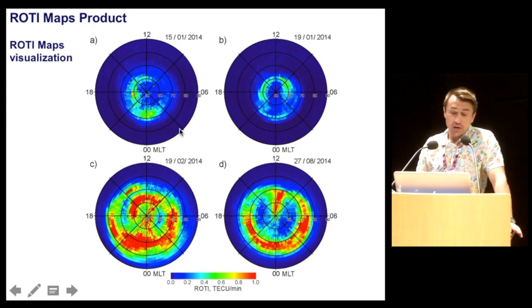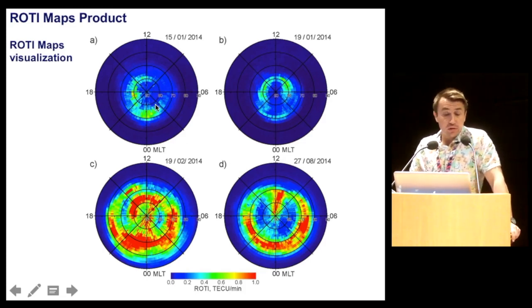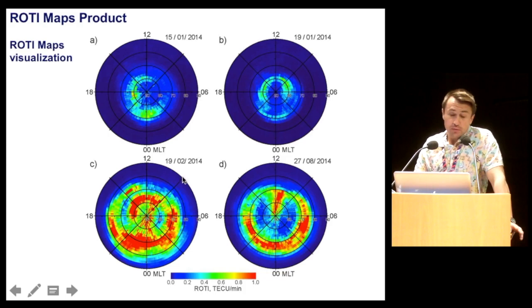Here are two cases for February 2014. For a quiet day, the oval of ionospheric irregularity is located within 70 degrees of magnetic latitude. For disturbed conditions, it's not a very strong storm, but even during this storm, irregularities appeared close to mid latitudes.